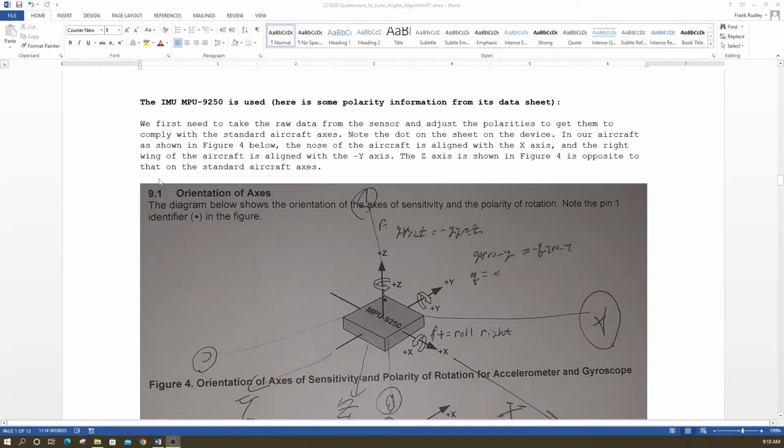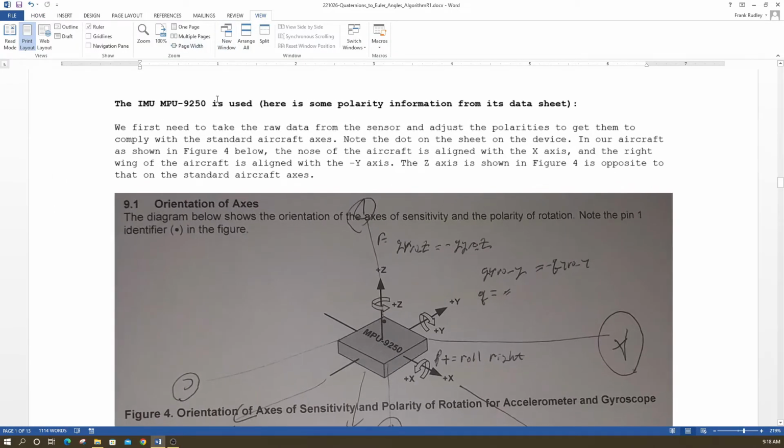So I want to talk about the IMU MPU 9250. There are many other ones you could purchase. They're all pretty much similar. Maybe some are better, more accurate, or less noisy. I've only been using the MPU 9250, but I'd like to experiment with some of the other ones to see how they work. Anyway, we first need to take the raw data from the sensor and adjust the polarities to get them to comply with the standard aircraft axis.